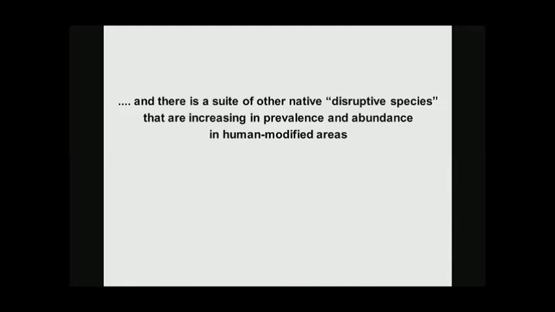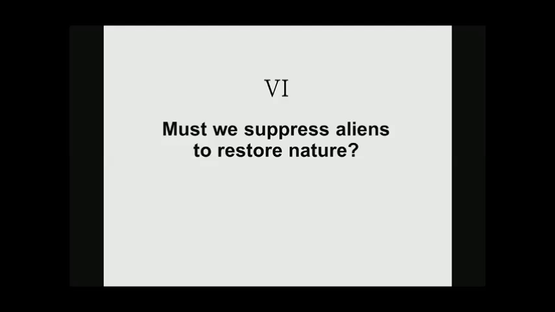Let me now say as well that there is a suite of other native disruptive species that are increasing in prevalence and abundance in human-modified areas. Examples of those are currawongs, crows and butcherbirds. And again, I don't have time to explain the details. All right. So now I'd like to return to the question that I posed as the title of the lecture then. Must we suppress aliens to restore nature?